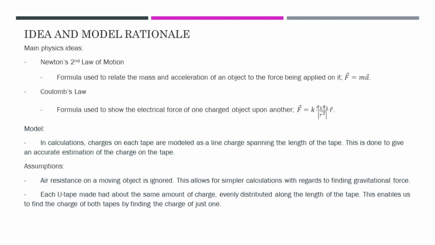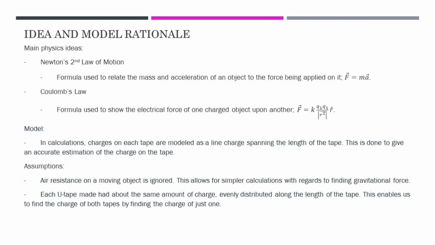Newton's second law of motion is a formula used to relate the mass and acceleration of an object to the force being applied on it, or F equals ma. Coulomb's law is used to show the electrical force of one charged object upon another, and it is force equals K, which is a constant, times the charge of one object, times the charge of another object, times the position vector.